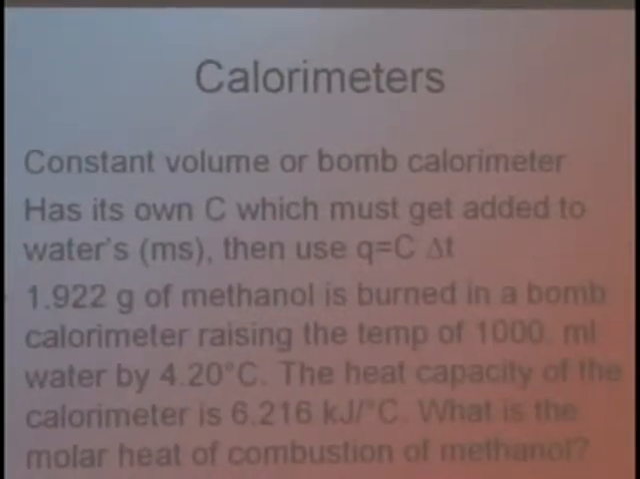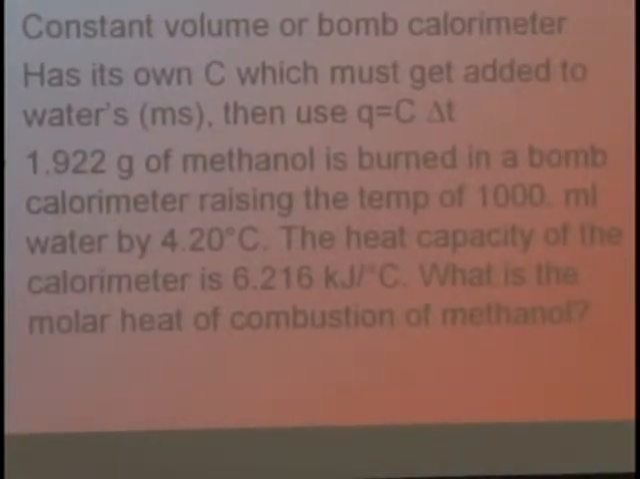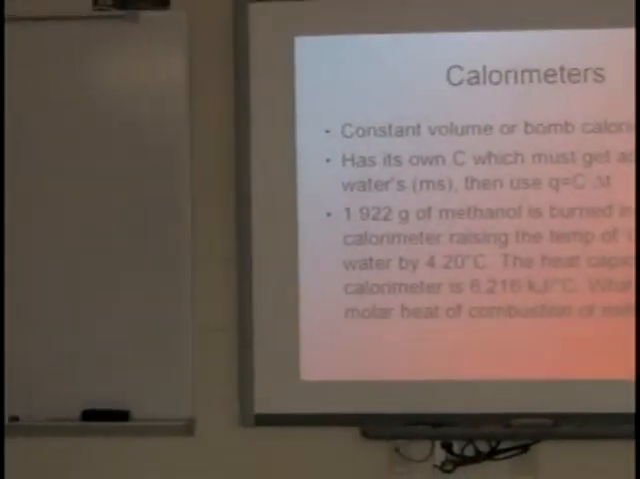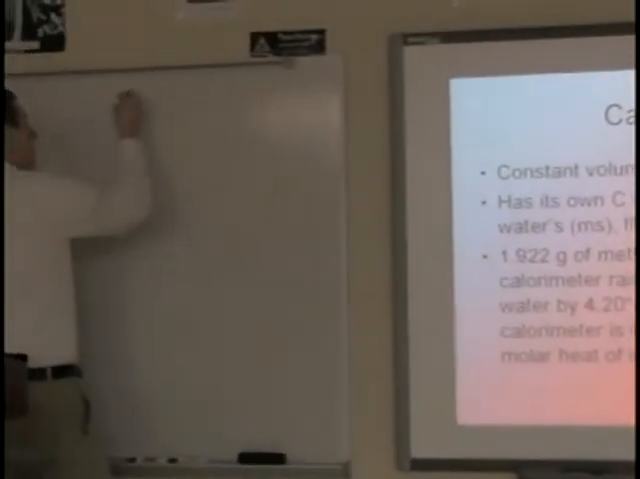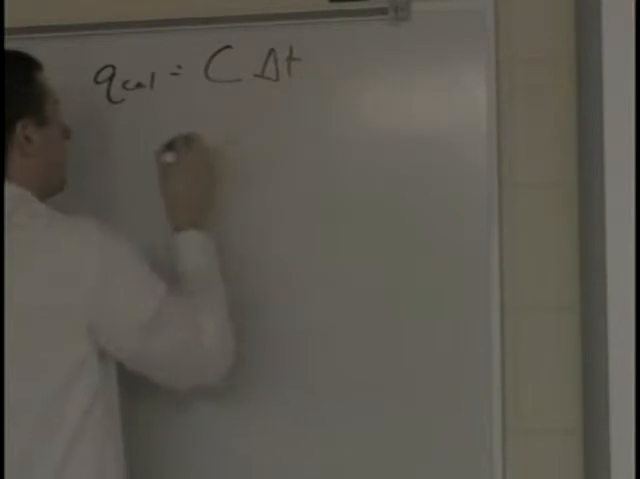Here is a very long question for us to look at. It says 1.922 grams of methanol is burned in a bomb calorimeter, raising the temperature of 1,000 milliliters of water by 4.20 degrees Celsius. The heat capacity of the calorimeter is 6.216. What is the molar heat of combustion of methanol? There's a lot we have to do within this question. The first thing we need to do is figure out the Q value of the calorimeter. The Q of just the calorimeter is going to be the capital C ΔT part.